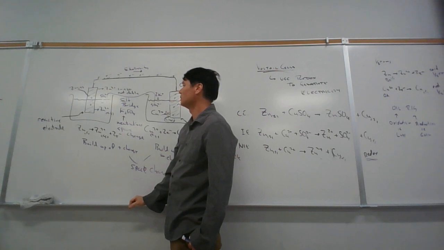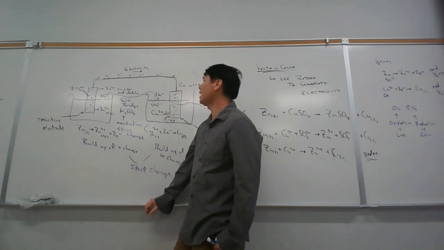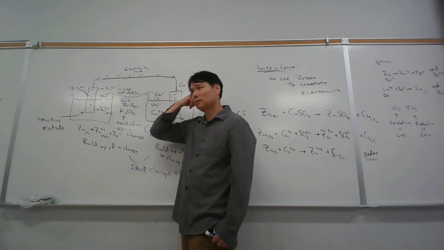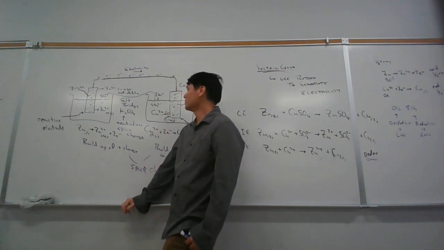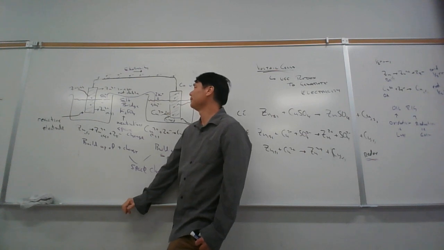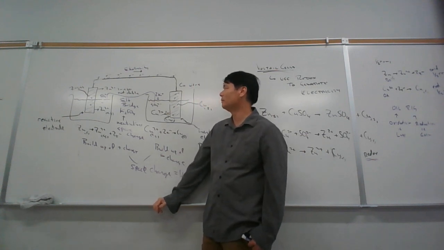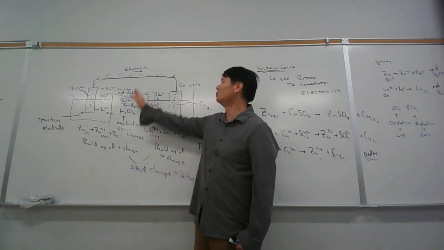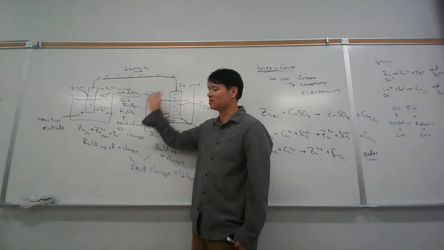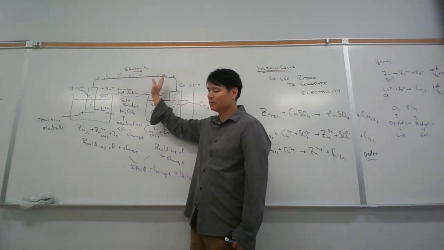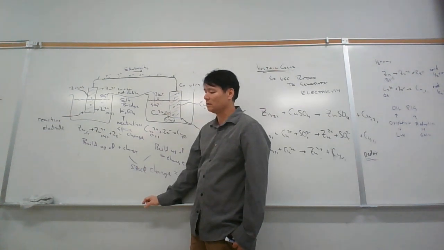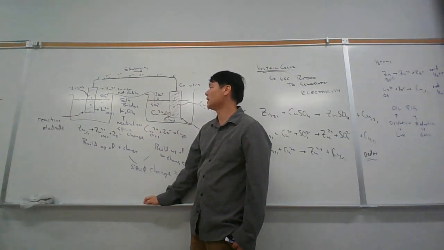Amp is how many electrons pass through the wire per second. We don't actually measure the number of electrons, we measure the charge. So amp is the number of coulombs. Coulomb is a unit of charge that we use in physics. And so 1 amp is 1 coulomb's worth of charge. 1 coulomb's worth of charge is a ton of electrons. And so one amp is a huge number of electrons passing through in 1 second.